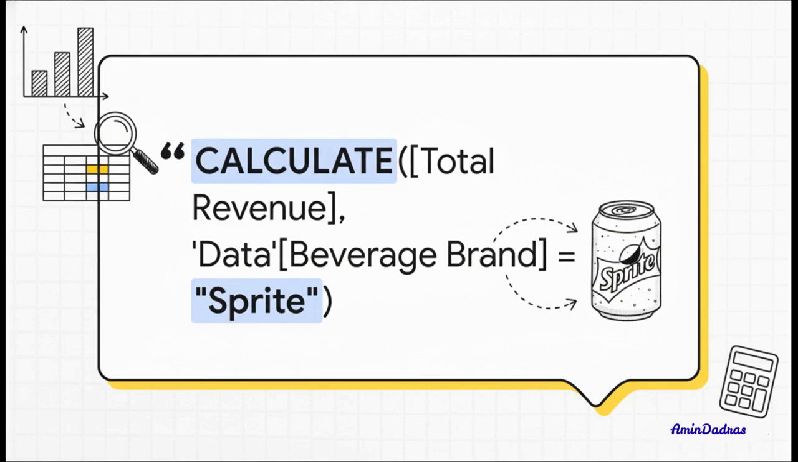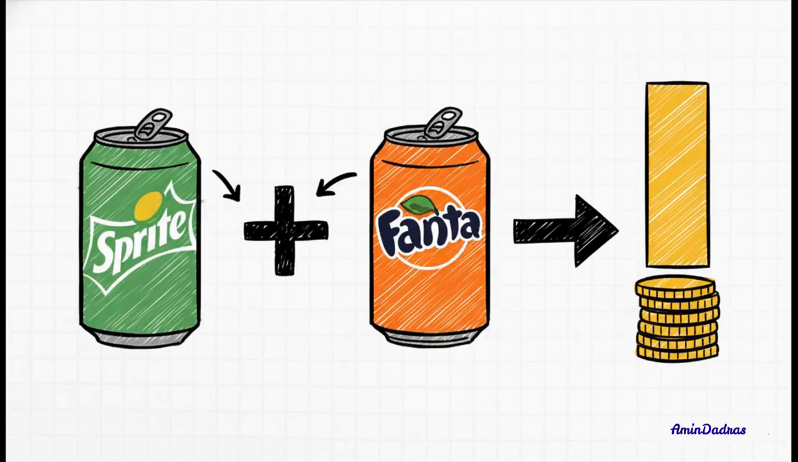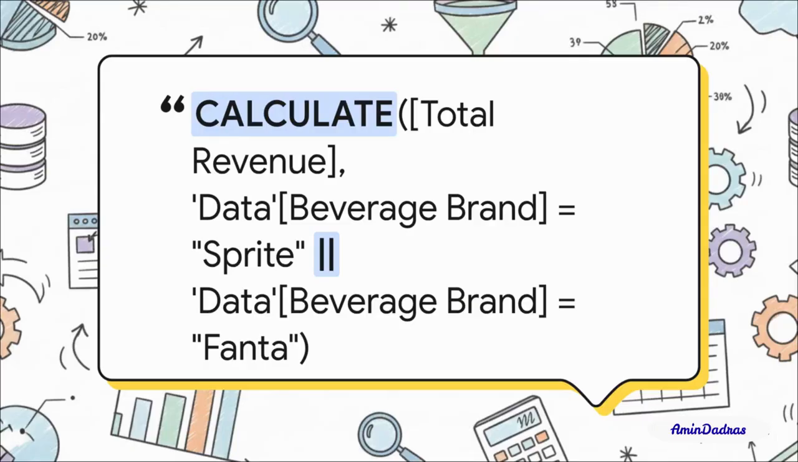Pretty cool, right? But what if you want to look at more than one brand at a time? Let's say we want to see the combined revenue for both Sprite and Fanta. How would we do that? Well, to do that, we just expand our filter logic a little bit. You see those 2 vertical bars, that double pipe symbol? That's just DAX for OR. So the formula now says, calculate the total revenue for rows where the brand is Sprite or the brand is Fanta. This is how you start to build really dynamic and flexible analyses.